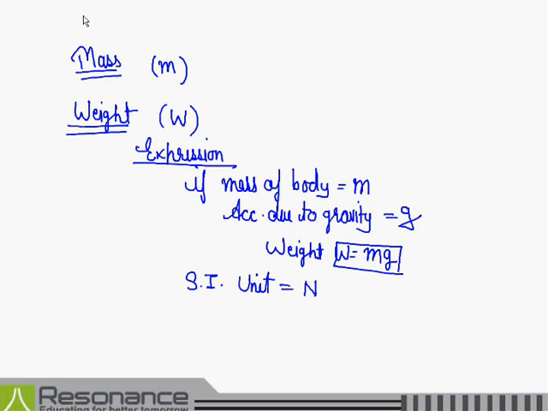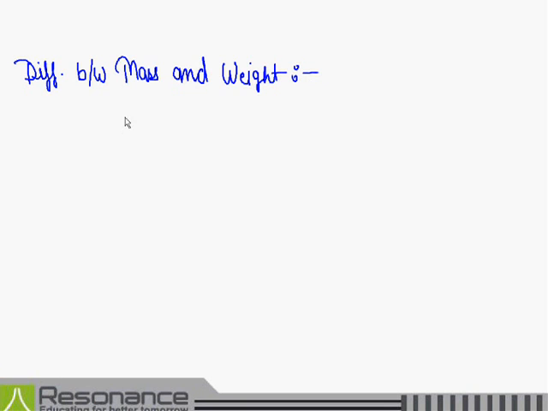Now, the differences between mass and weight. First difference: mass is the quantity of matter possessed by a body and weight is the force with which a body is attracted towards the center of earth.